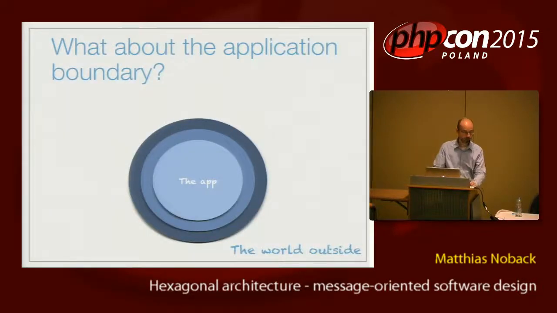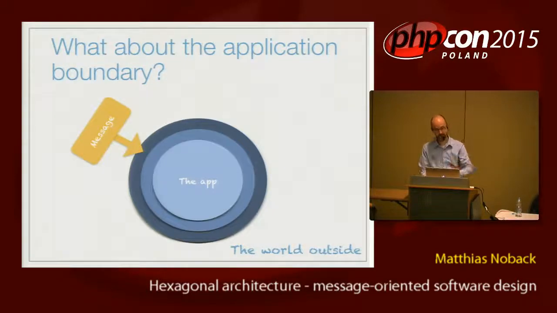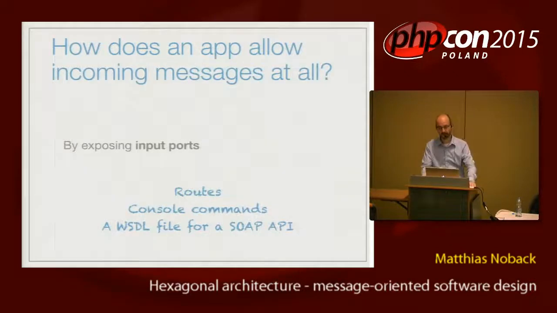What about the application boundary? There needs to be some communication with the world outside. Well, again, messages travel across the application boundary itself into the application, and then the application, of course, tries to make sense of it. Well, how does the application itself allow incoming messages at all? By exposing input ports. You, as a developer, define the input ports of the application, saying, well, other services or applications can communicate with me through these ports.